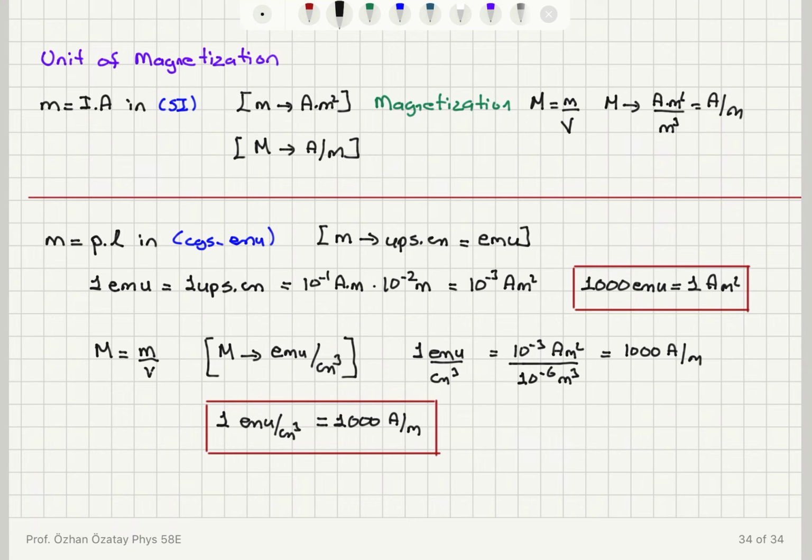If you go to magnetization, that would be EMU per centimeter cube, and 1 EMU per centimeter cube is, because 1 EMU is 10 to minus 3 ampere meter square and 1 centimeter is 10 to minus 2 meters, the ratio becomes 1000 ampere per meter. So to go from SI magnetization to CGS magnetization, we have to multiply it by 1000. 1000 ampere per meter is 1 EMU per centimeter cube.